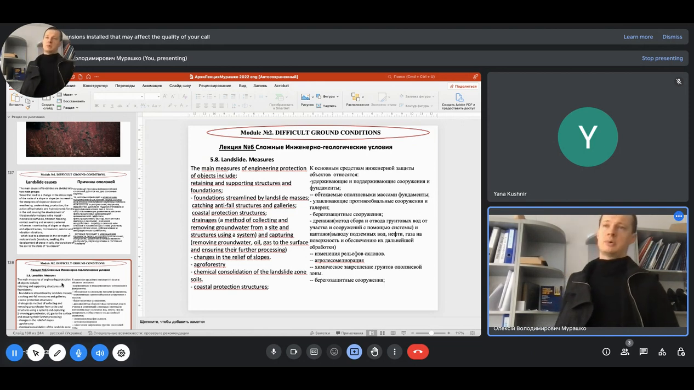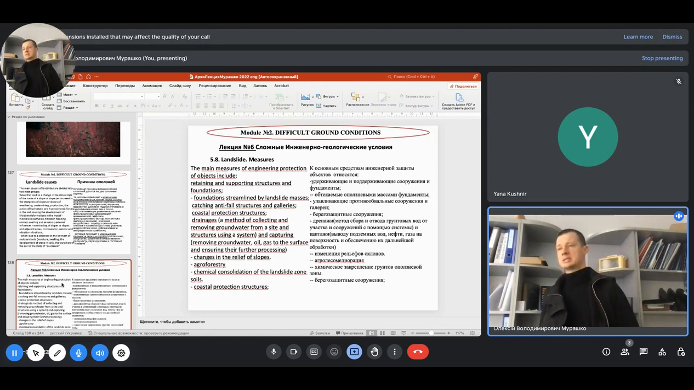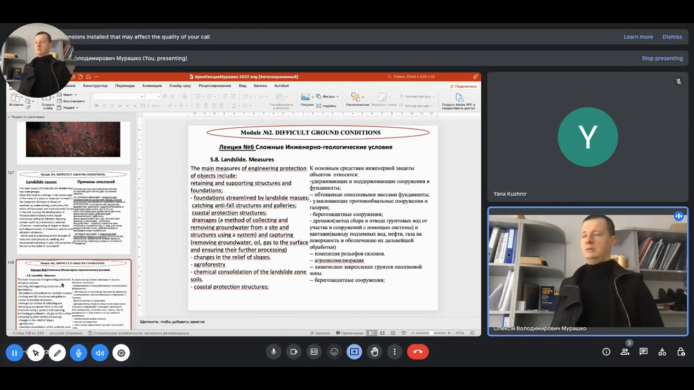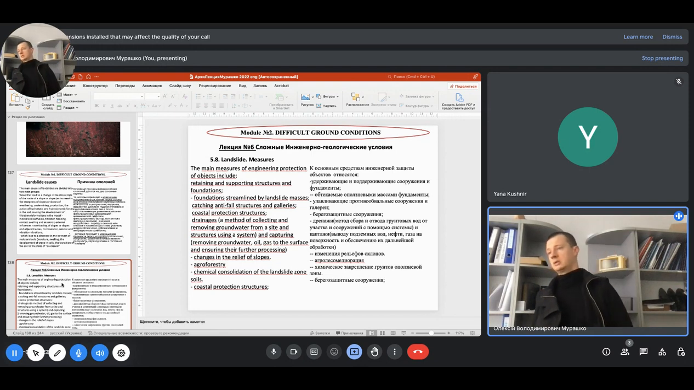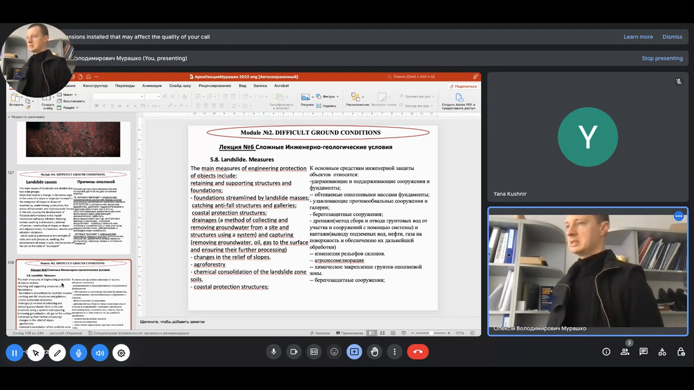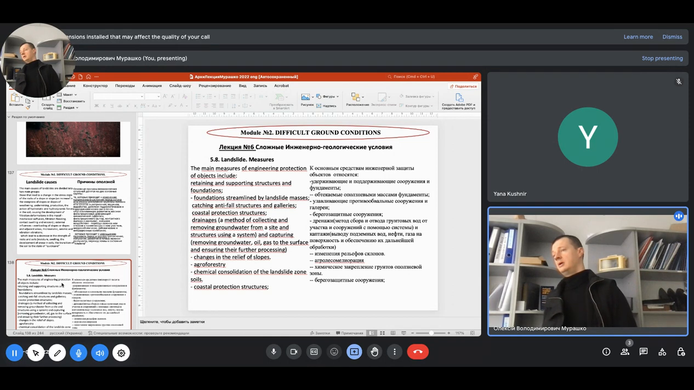One of the main problems of the Odessa landslides is connected with water. So if we use drainages, we will be able to reduce the impact of that water and to protect the whole territory from landslides. Also, changes of the reliefs and slopes is a really good solution.